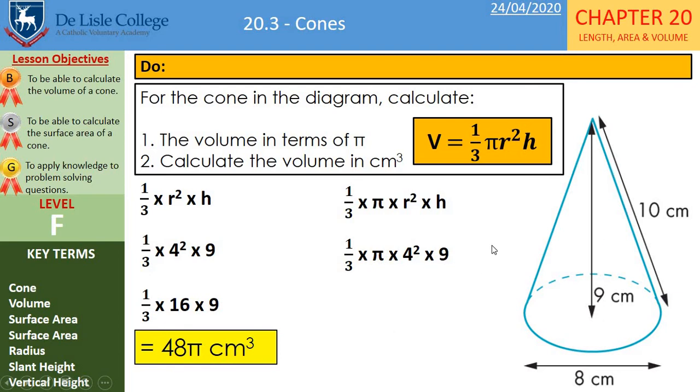Now, when you put this into your calculator and you press equals, the first thing you will get is this. So brilliant, we've got our answer in terms of pi, but what if we want the actual full integer answer? Well, let's press our SD button, and we get 150.8 centimetres cubed to 1 decimal place. Please pause the video and copy this down.